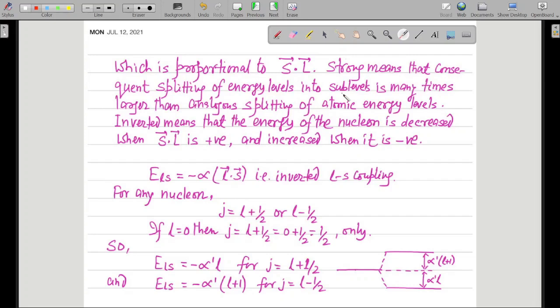But in case of nuclear energy levels, the splitting is of the order of kilo electron volts because of inverted spin orbit coupling. And what is this inverted spin orbit coupling? We are going to learn in atomic and molecular physics in very much detail.